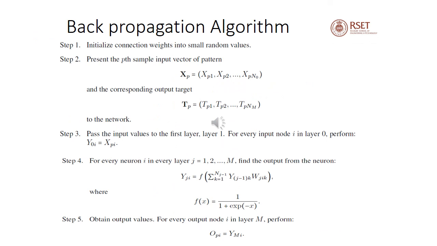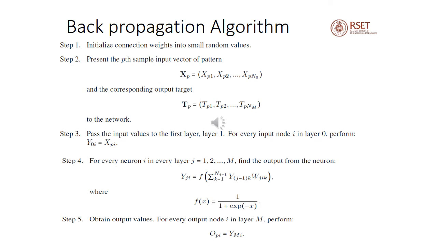So the first step is to initialize the connection weights to small random values. Then the second step is to present the pth sample input vector of pattern xp equal to xp1 to xpn0 and the corresponding target tp1 to tpn. The third step, pass the input value to the first layer. For every input node i in layer 0, perform y0i equal to xpi.